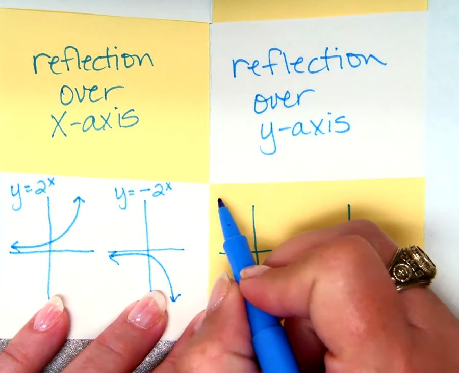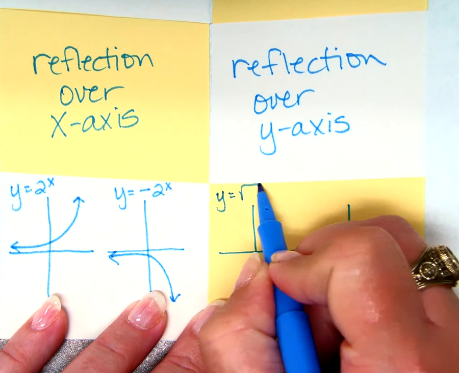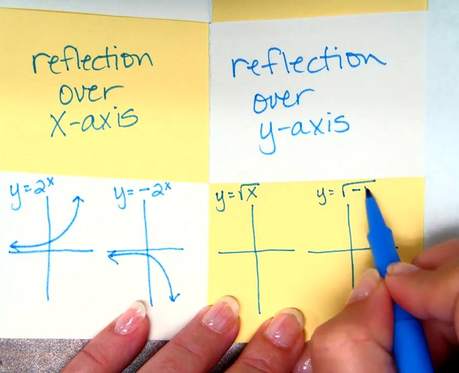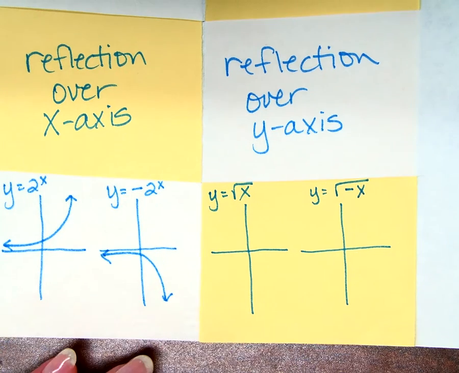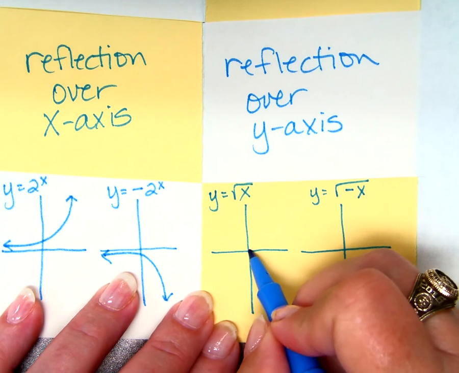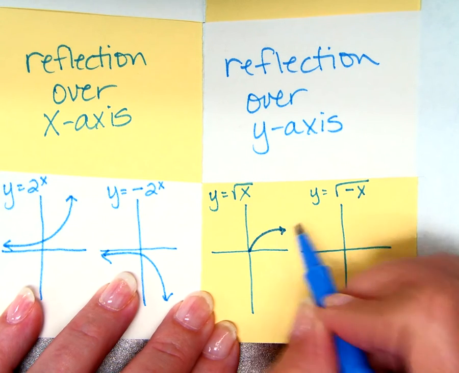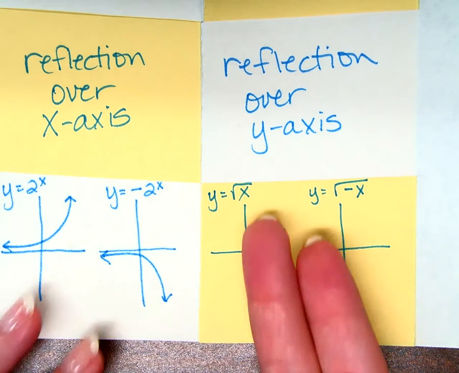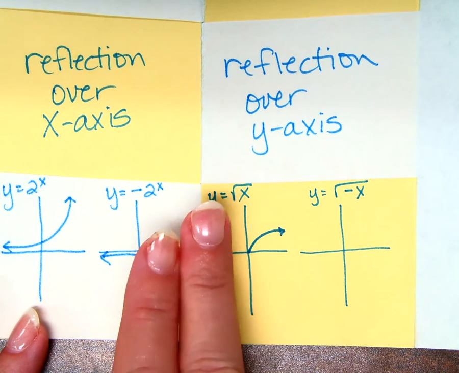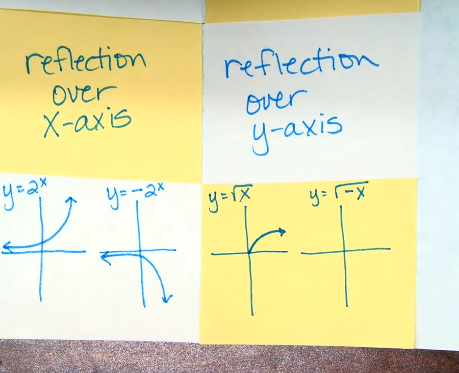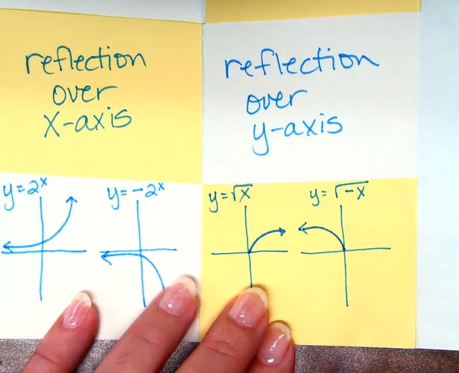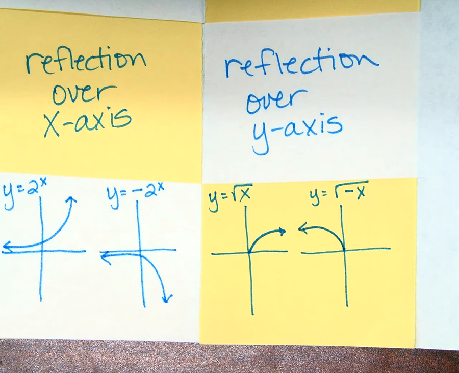So for this other one, let's use y equals the square root of x and y equals the square root of negative x. So if you'll remember, y equals the square root of x looks something like that. If I take this and reflect it across the y-axis, what's it going to look like? Like that, right? Any questions so far?